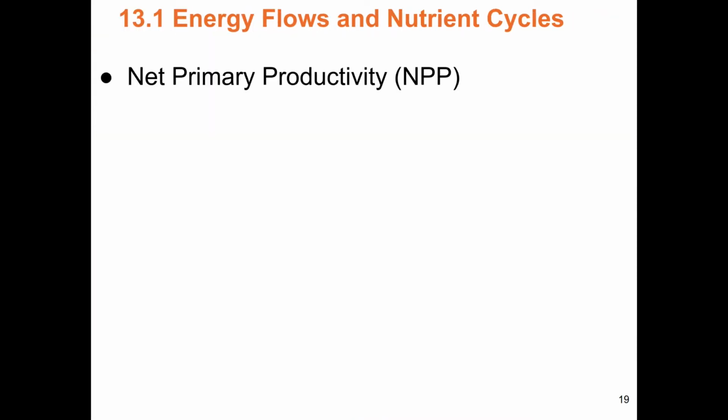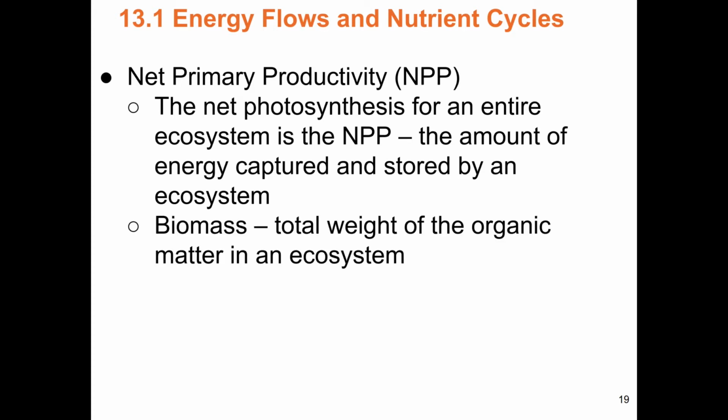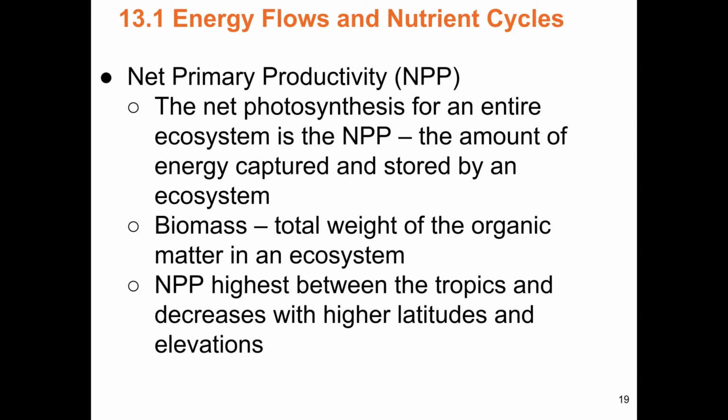So net primary productivity. So the net photosynthesis for an ecosystem is the net primary productivity. It's the amount of energy captured and stored by an ecosystem. Biomass is the total weight of the organic material in an ecosystem. It's all the organic, so living and formerly living matter in an ecosystem. Net primary productivity is highest between the tropics and decreases with higher latitudes and elevation.